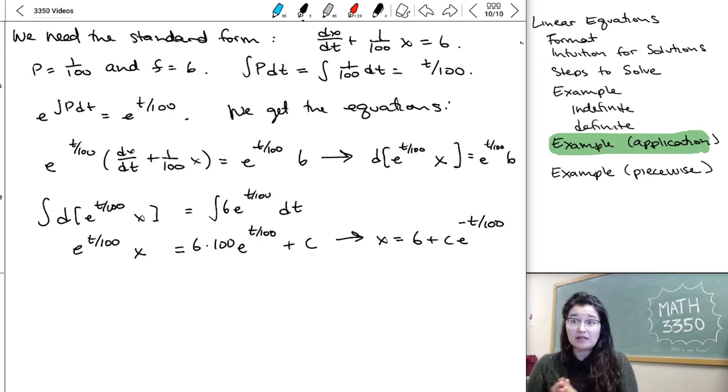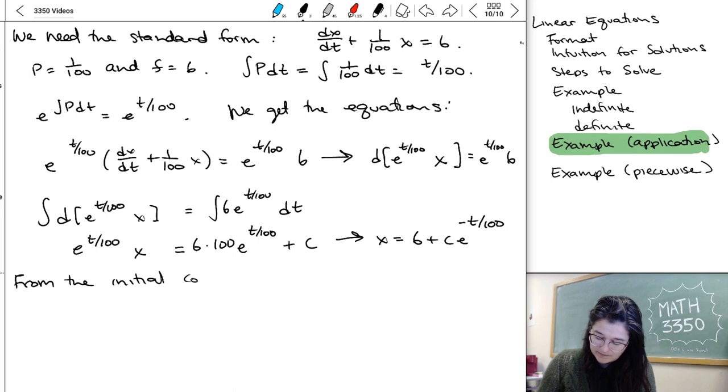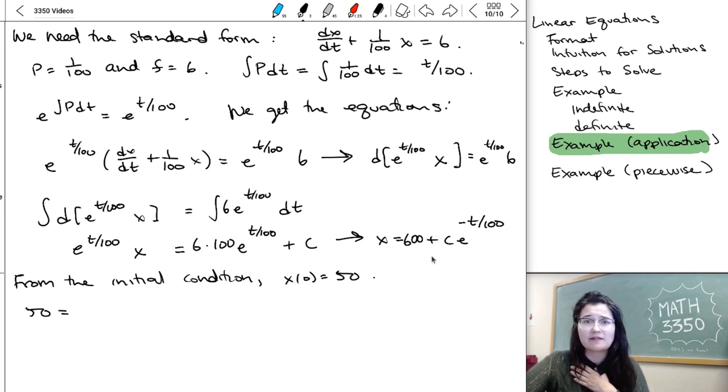So we have a general solution here, and then to finish out the problem, we need to apply our initial value. So we had the initial condition that x of 0 was equal to 50. That means we're going to have 50 is equal to 6. Oops. Sorry, in that step where I wrote my answer, I wrote 6 instead of 600. That's my bad. Please go back and correct it if you did the same.